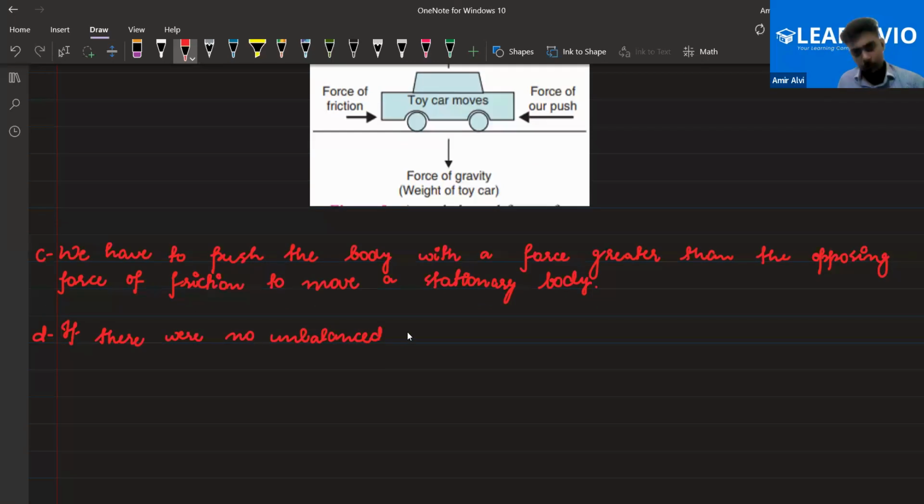What if there were no force of friction, no air resistance, for a moving bicycle?